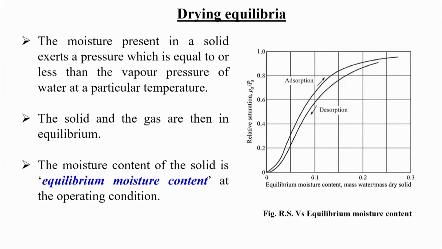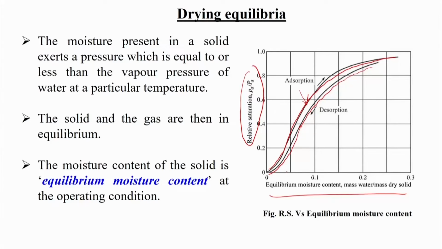If we consider the adsorption process, that is with increasing relative saturation, we get the equilibrium moisture content. Adsorption means the addition of water to the dry solid. So, if we increase the relative saturation of the ambient atmosphere, then water vapor will be adsorbed and the solid will become moist. So, it will follow this route. But whenever we talk about the drying process, that is our desorption process, if we decrease the relative saturation, then the equilibrium moisture content will go on decreasing.